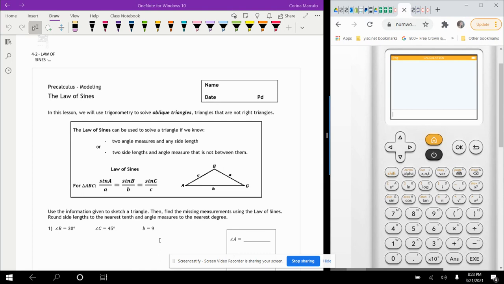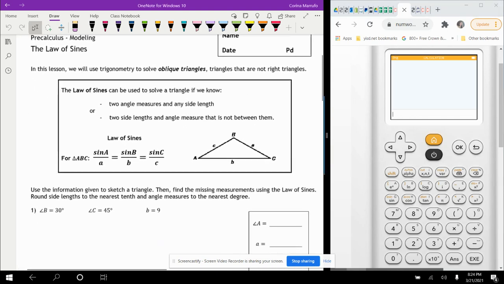Here, the law of sines can be used to solve triangles if we know two angle measures and any side, or two side lengths and an angle measure that is not between them. I know that sounds kind of weird, but I'll give you an idea of what that means.